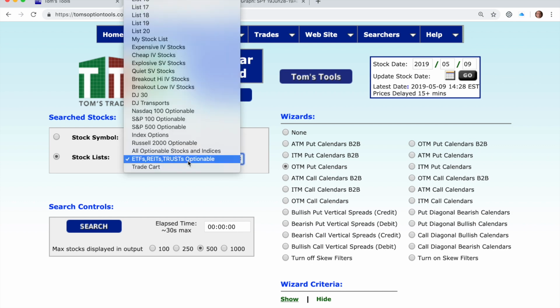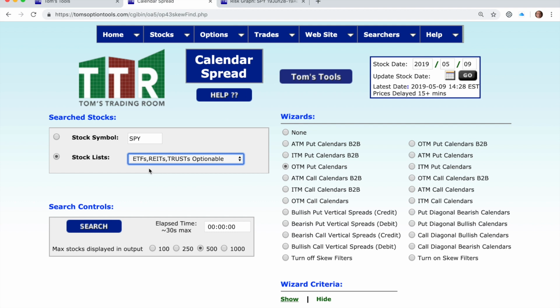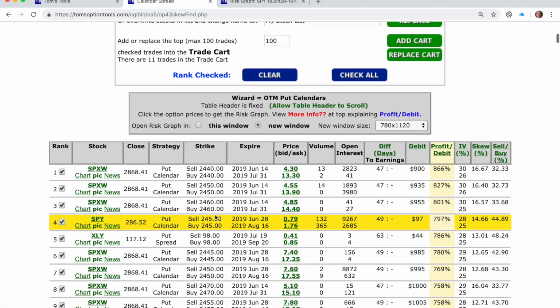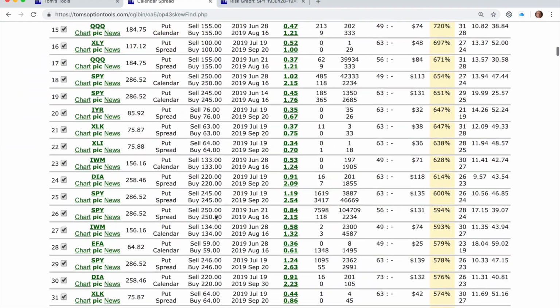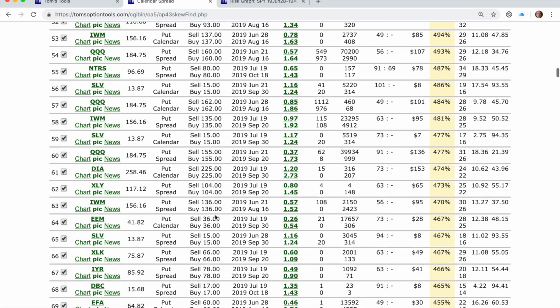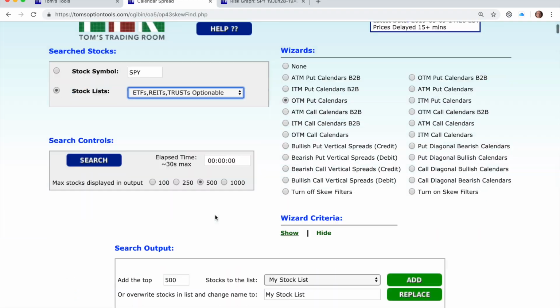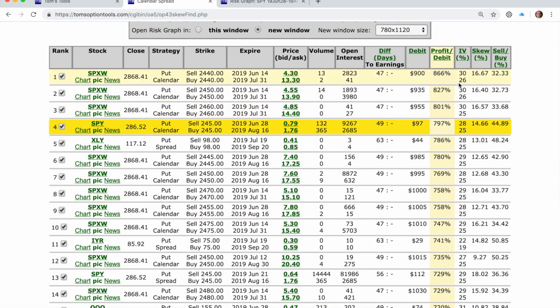I want to use ETFs, REITs, trusts that have options, because none of those instruments have earnings, and I'm not interested in an earnings surprise moving the trade against me. So we're going to be using this stock list. You hit your search button, and then what comes back is a long list of potential out of the money put calendars. And notice on the top of the list, you have some really high potential profit divided by debit.